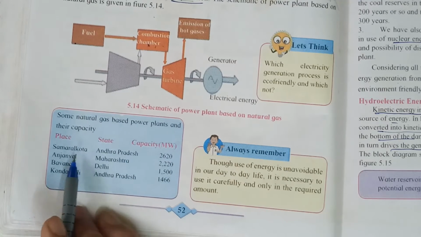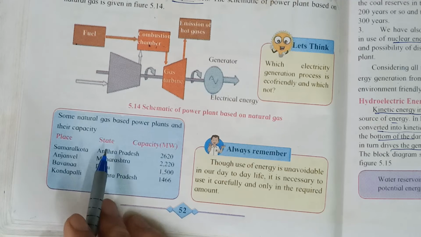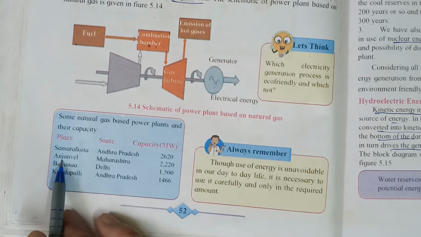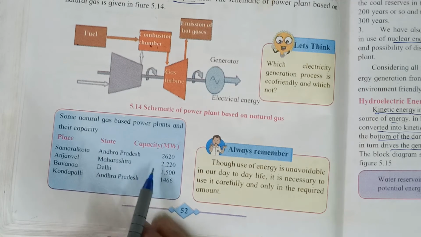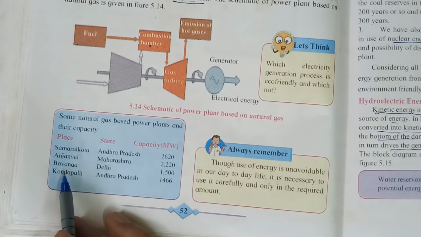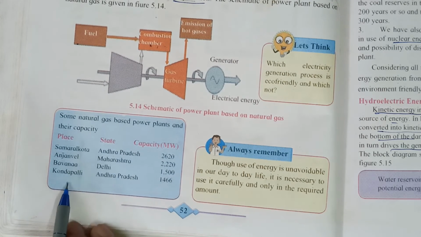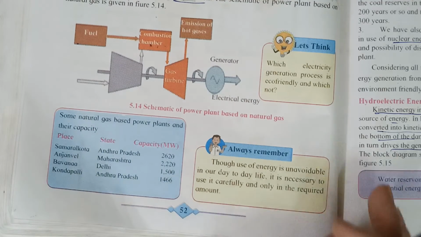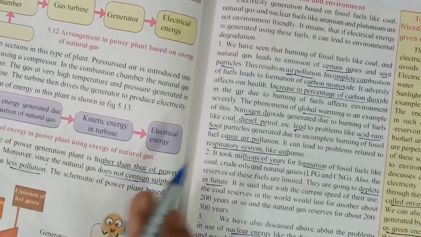In India, at Samalkota in Andhra Pradesh, a natural gas power plant is present whose capacity is 2620 megawatts. Then at Anjanvel in Maharashtra, the capacity of that plant is 2220 megawatts. At Bhavana in Delhi, 1500 megawatt capacity is there, and Kondapalli in Andhra Pradesh, its capacity is 1466. So in the electricity generated throughout India, it is important that it does not cause any pollution.